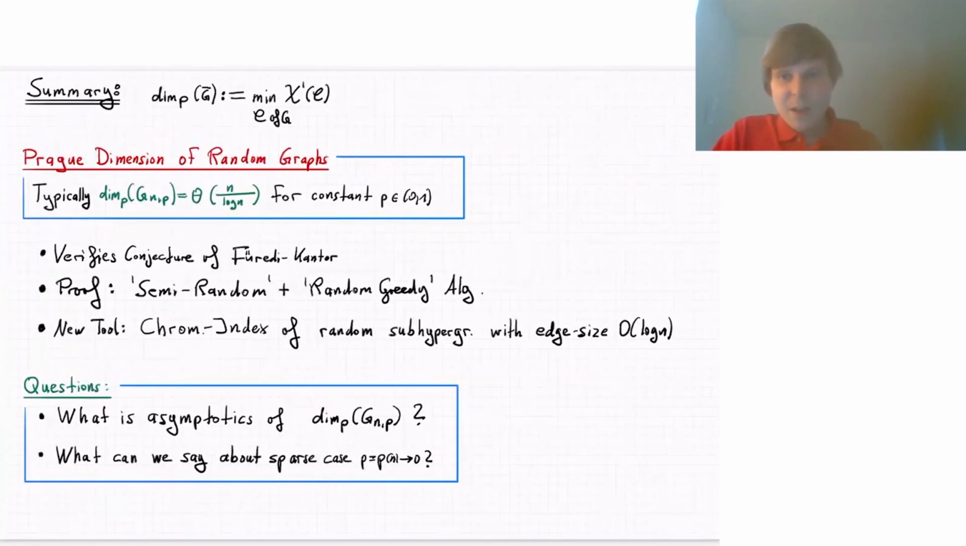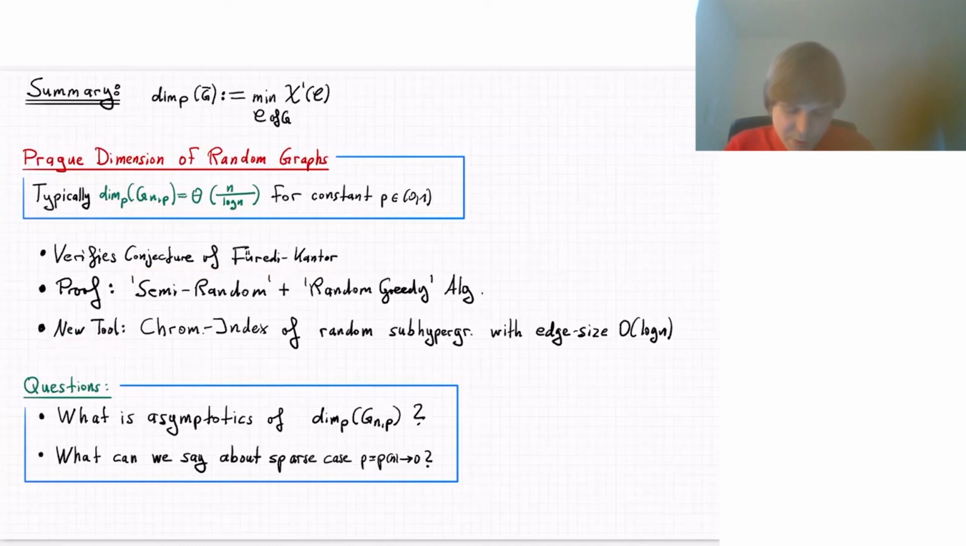Let me summarize. What was going on? We looked at this notion of dimension for random graphs, and we showed that typically the Prague dimension is of order n over log n for constant p. In particular, this implies that for almost all graphs, the Prague dimension is of order n over log n. This verifies the conjecture of Füredi and Kantor. The proof uses a combination of a semi-random greedy algorithm and a random greedy algorithm, each time using the best of its two features.